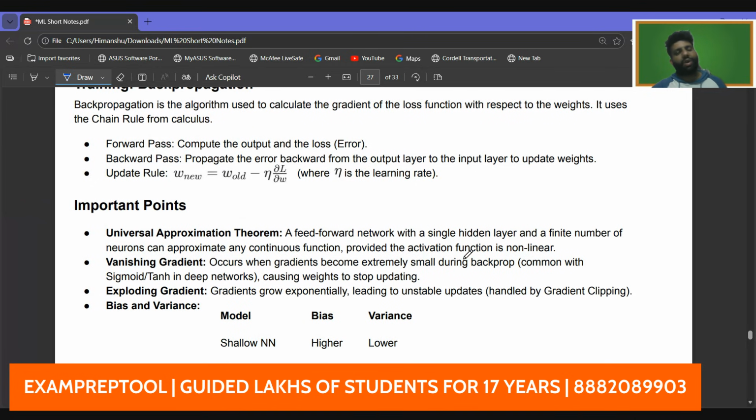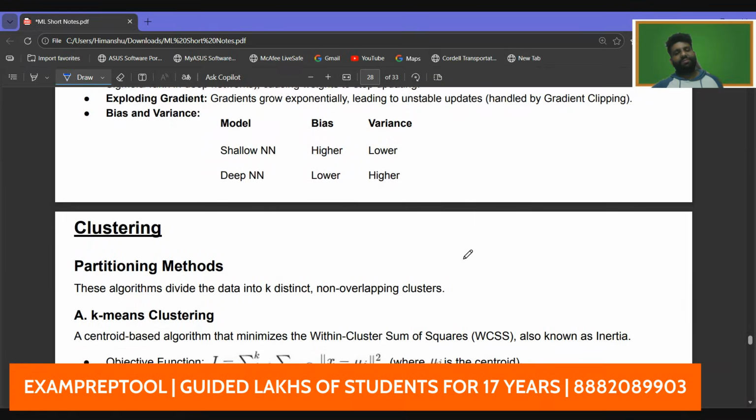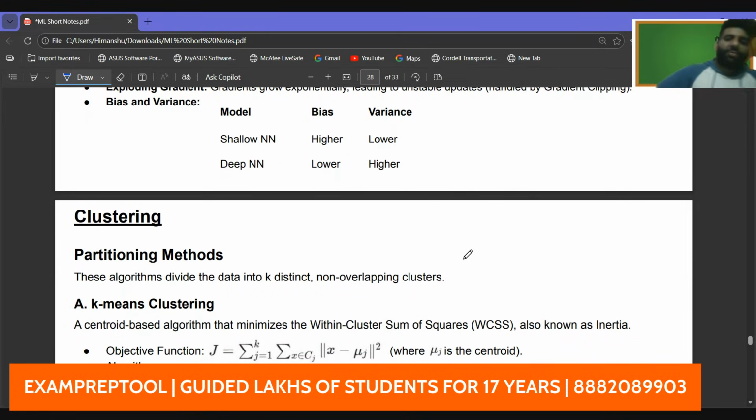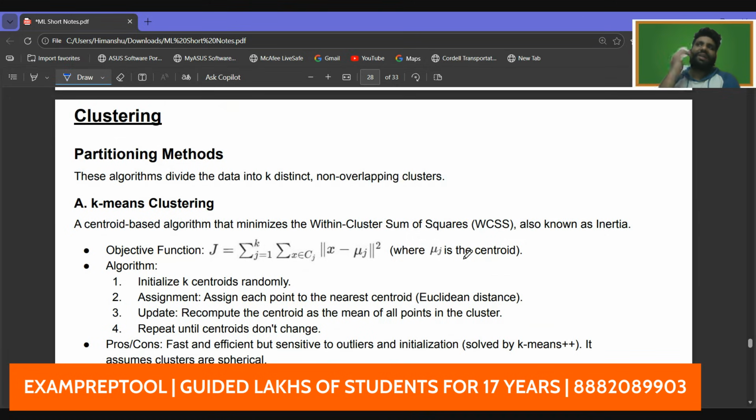So that was all around the feed forward neural networks. Now next is our clustering, and we are getting into our unsupervised learning now. So the clustering idea is to cluster those data points which have the same behavior, same characteristics, same properties together. That is the idea.